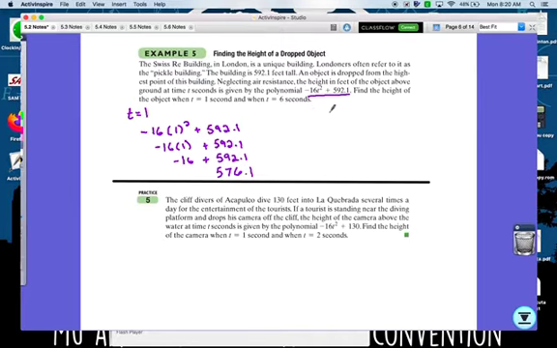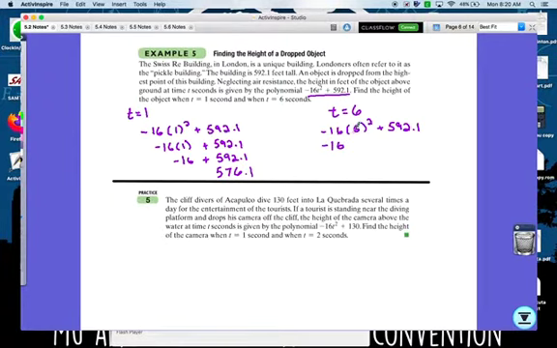All right, then it tells us to do it when t is equal to 6. All right, so when t is equal to 6, I have negative 16 times 6 squared plus 592.1. All right, so it's again exactly like the previous example, except it's got in a word problem.